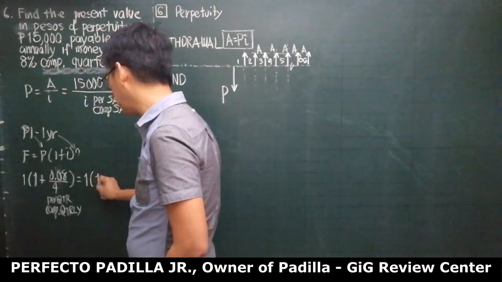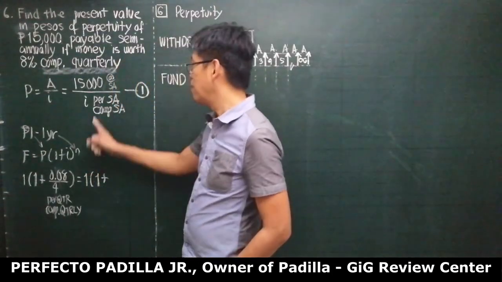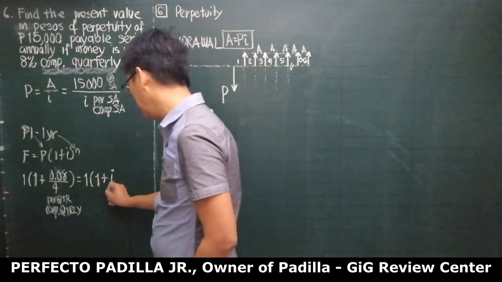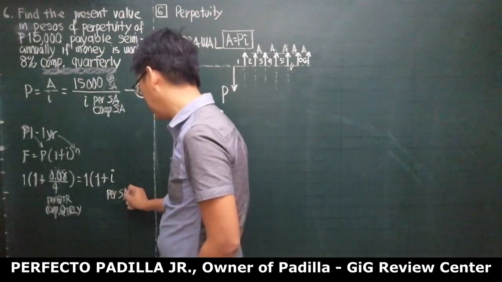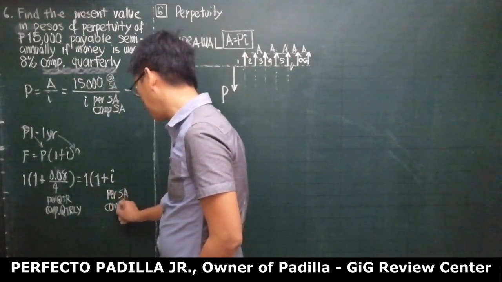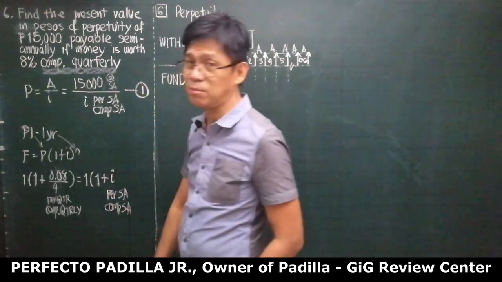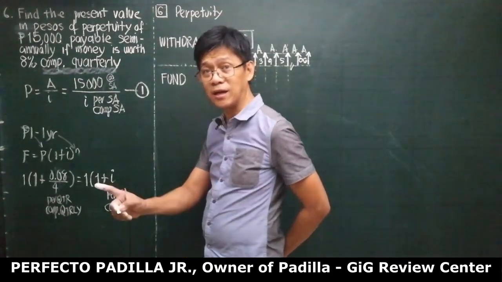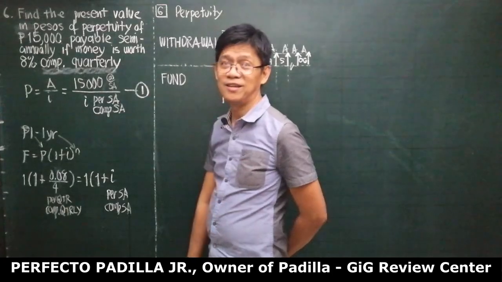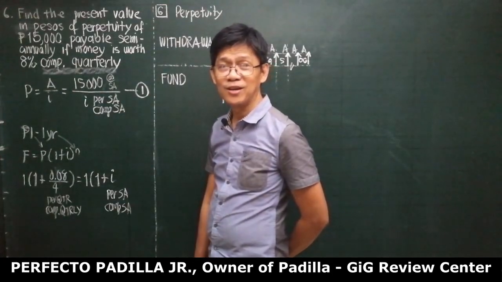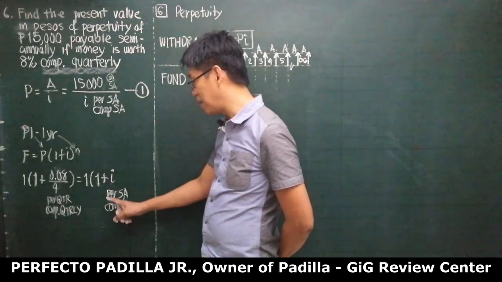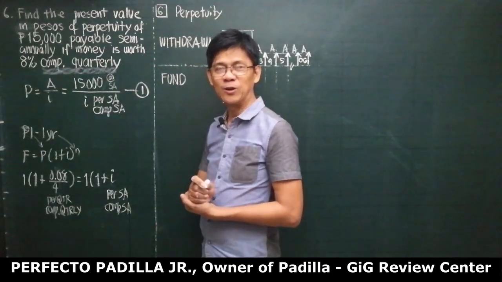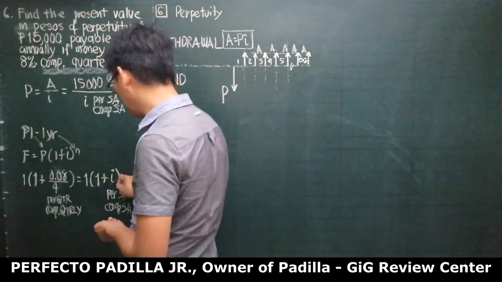And this must be also equal to piso times 1 plus, anong interest rate yung kailangan natin? Per semi-annual compounded semi-annually. So, we need i per semi-annual compounded semi-annually. Hindi ko siya i-divide ng 2. Kasi pag dinivide ko ng 2, edi yung makukuha ko per year compounded semi-annually. Naintindihan? Klaro? So, ang ginawa ko, naka-per semi-annual, compounded semi-annually na agad. Naintindihan? Kuha nyo.